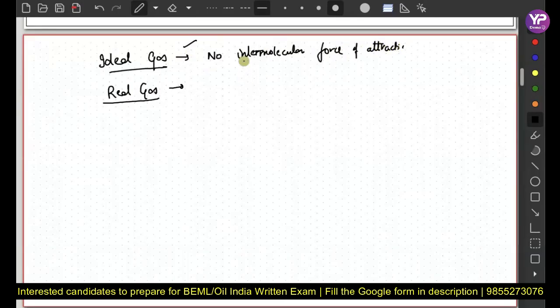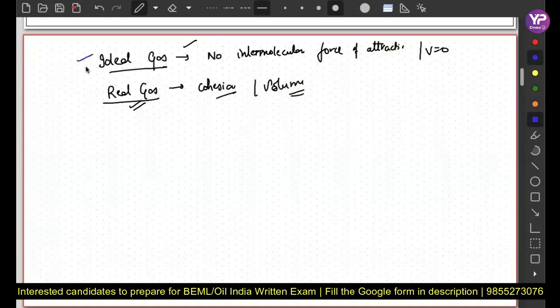Second thing is that if you are compressing the ideal gas, the volume after the compression may reach up to zero value. That means the size of the atoms or molecules is so small compared to the size of the system that you can compress it to zero volume. But in the case of real gases, the intermolecular forces of attraction are there. The force of cohesion is there, and along with that, the size of atoms and molecules is not negligible. They occupy some volume also. Just remember that part.